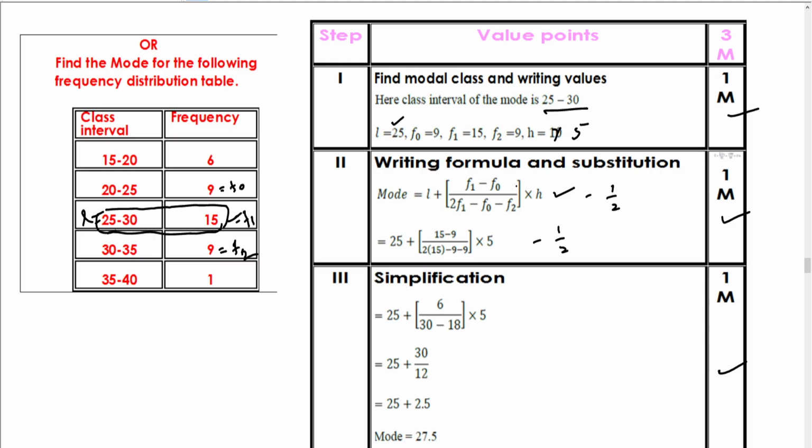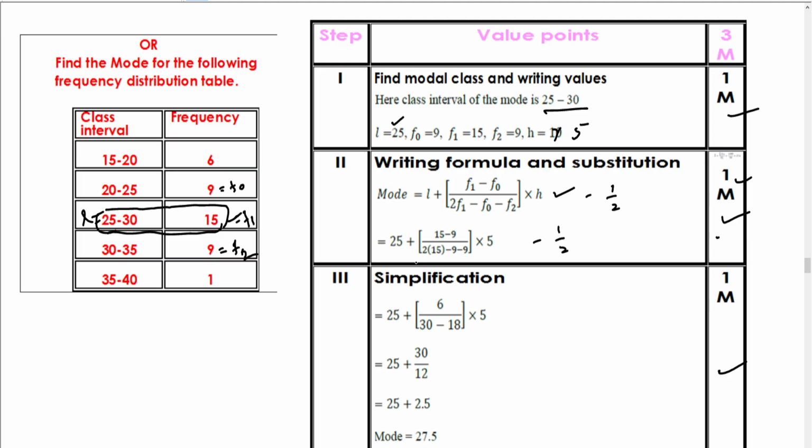The remaining half mark will be given for substitution. Like this, 1 mark will be given. F1 is how much here? F1 is 15, F0 is 9, and 2 into F1 is 2 into 15, minus F0, which is 9, right? And F2 is also 9 into 5. For this you will get 1 mark, and the second mark is for the last score.